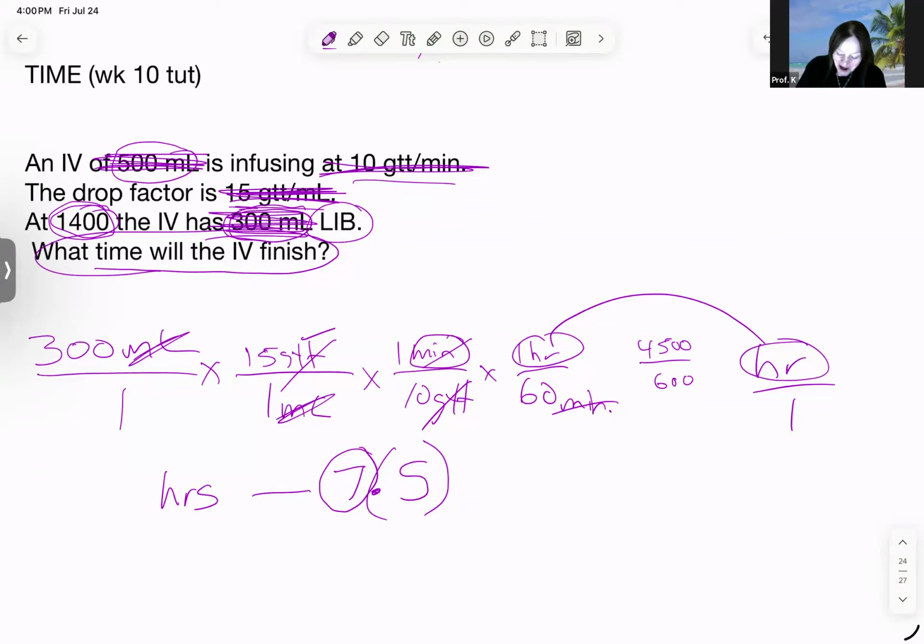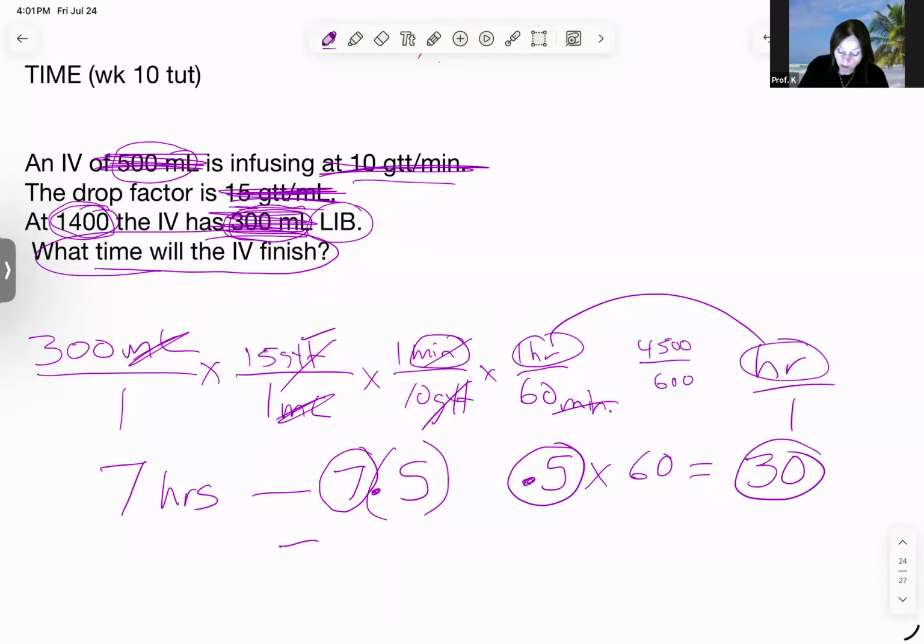All right. Very good. So I know I have 7 hours, but now I have to figure out what the 0.5 is. So for those people who don't know what you should do, you would now take 0.5 and multiply that by 60. And when you do, your calculator will give you 30. Because here's the thought process. I don't know any time that's 0.5. There's no such thing. It represents, let's say, seconds. So there's 60 seconds in a minute. That's why we multiply it by 60. So now I have an IV that will take 7 hours and 30 minutes to infuse.